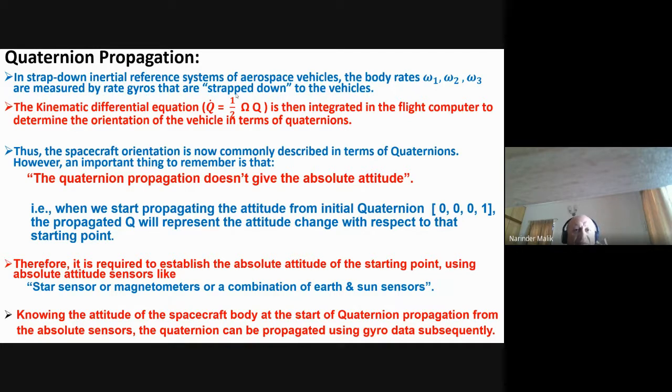For that purpose I need a sensor. A star sensor will tell me what is the Q value, what is the attitude of the spacecraft in terms of Q at the starting point. So I take that attitude from the star sensor, then propagate with time, and I get the attitude of the spacecraft continuously. Instead of a star sensor, I can use magnetometers or a combination of Earth and Sun sensors. Any absolute sensors should be able to give me that.